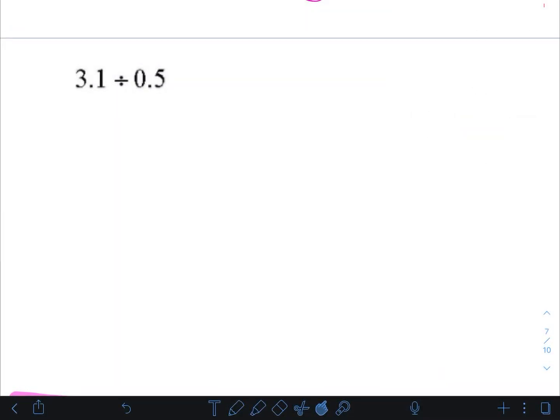Okay, now what if we have two decimals? This is why we did that practice before. So you write it the same way. 0.5 on the outside of the house, 3.1, the first number on the inside of the house. And now I tell people to write it twice, and here's why.